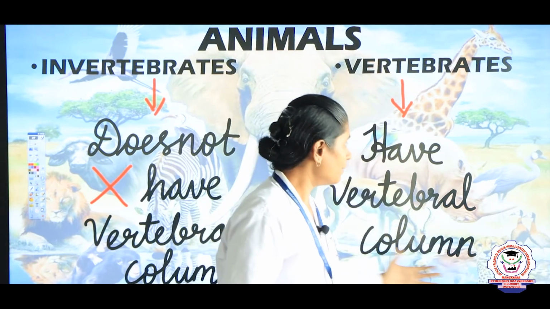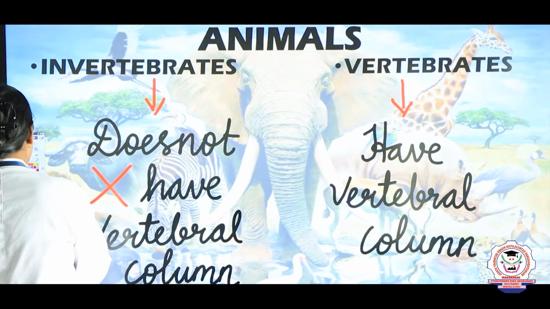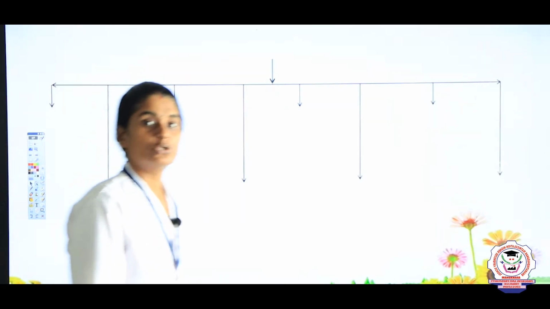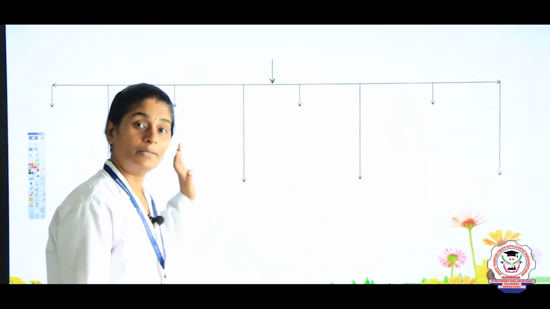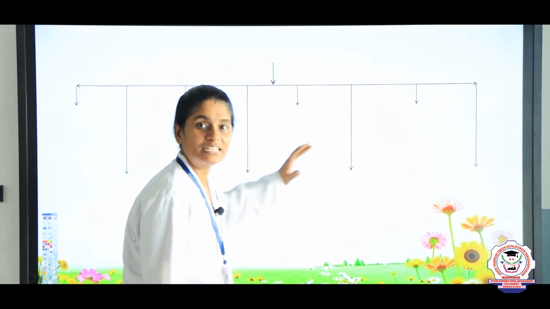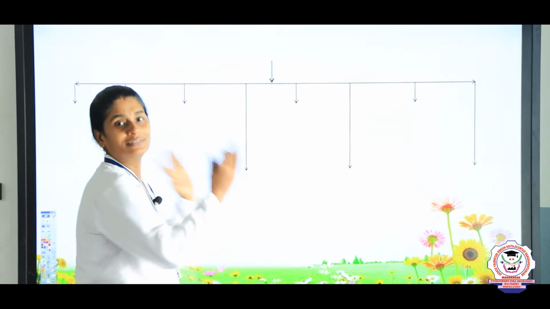So, those come under vertebrates, right. Now let us see how the invertebrates are classified. We can classify invertebrates into 8 different categories, right. Now let us see what they are.